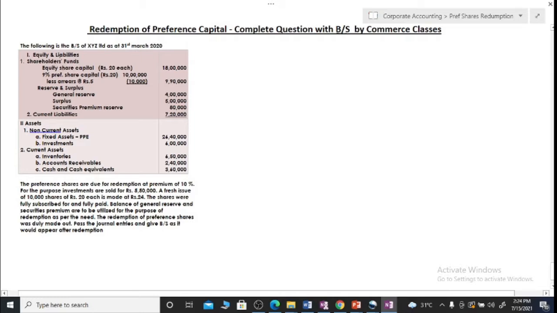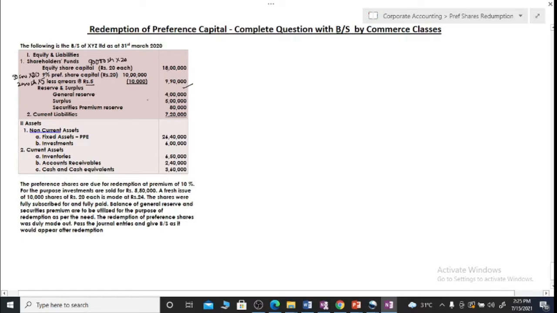You have a balance sheet being given, equity capital of 20 rupees each, that means you have 90,000 shares of 20 each, isn't it? Then you have 9% preference share capital of 20, total is 10 lakh. So it implies you have 50,000 shares of 20 each. Then you have arrears of 5 rupees and in all amount is 10,000. That means you have arrears on 2,000 shares at the rate of 5 rupees.